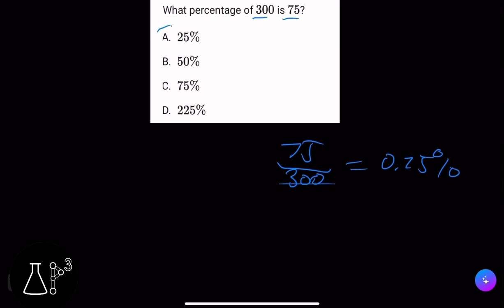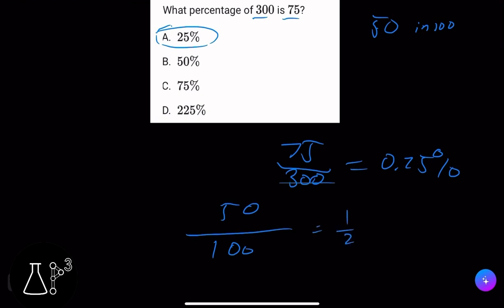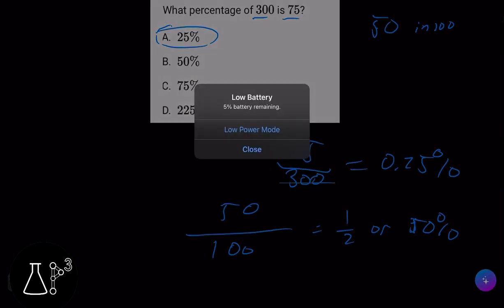And that works for any other number. For example, if I'm looking for the percentage of, let's say, 50 in 100, I just divide 50 by 100, which just equals 1/2. Or if we want to convert that into a decimal, 50%. So 50 in 100 is 50% of 100.